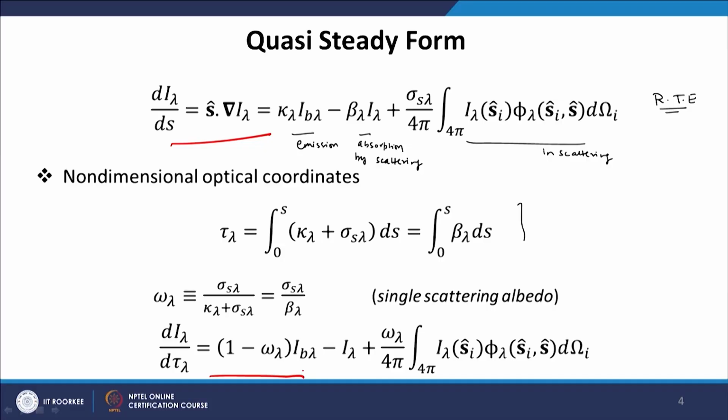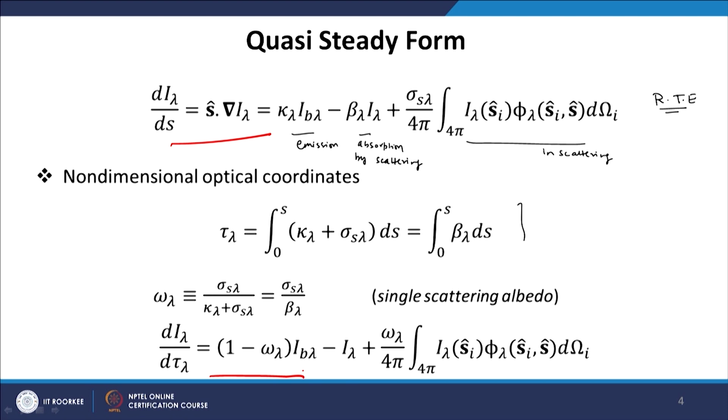By introducing the non-dimensional optical depth and the non-dimensional single scattering albedo, we get the equation dI lambda by d tau lambda is equal to 1 minus omega lambda times I b lambda, which is the emission term, minus I lambda, the absorption term, plus omega lambda upon 4 pi times the integral, which is the in-scattering term.